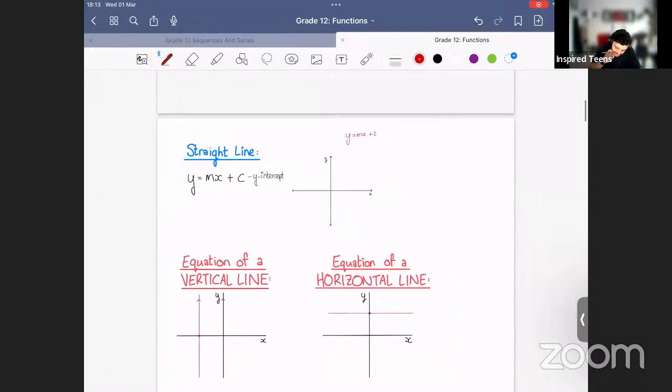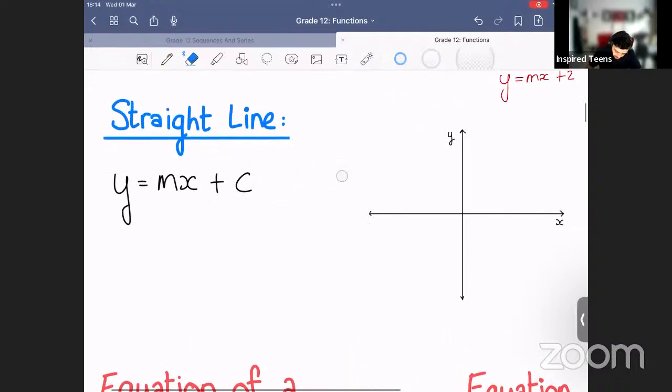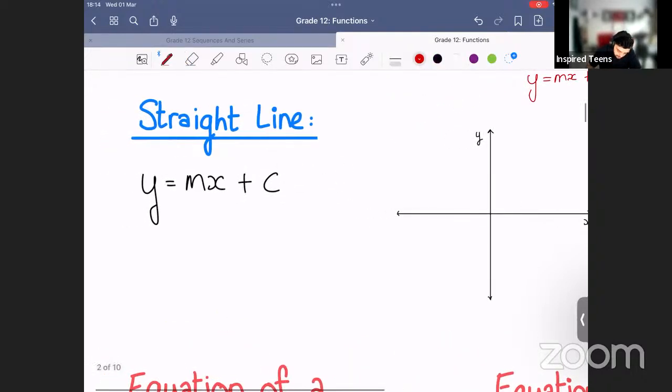Okay, so firstly, I want to talk about a straight line. When we talk about functions, a lot of people struggle with different aspects of functions. So we're going to start from the basics, which is the function of a straight line. Let's get rid of this. So the function of a straight line, its general formula, is y is equal to mx plus c. I'm sure we all know this, where c is our y-intercept.